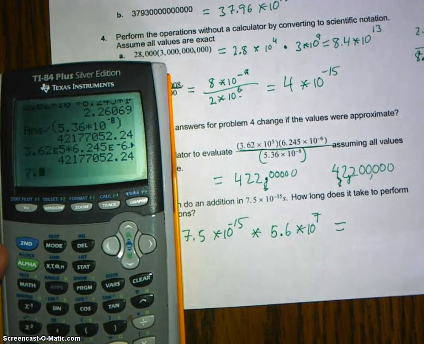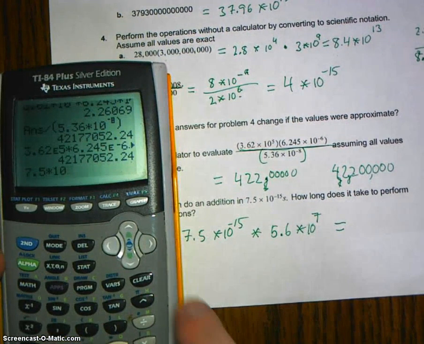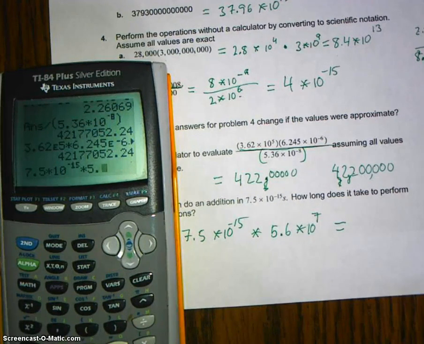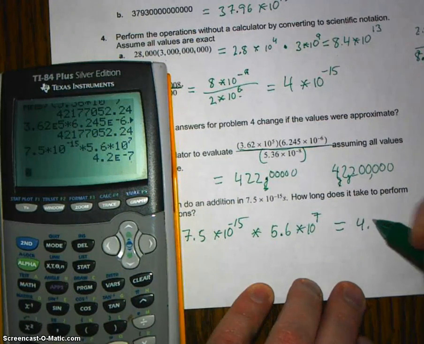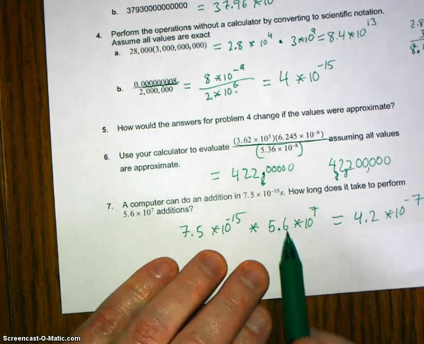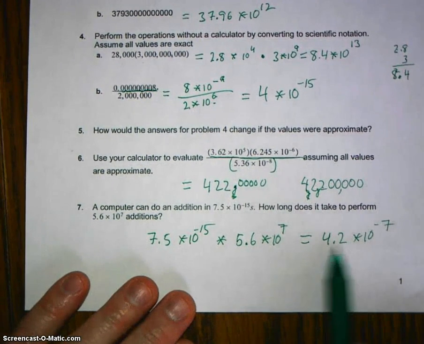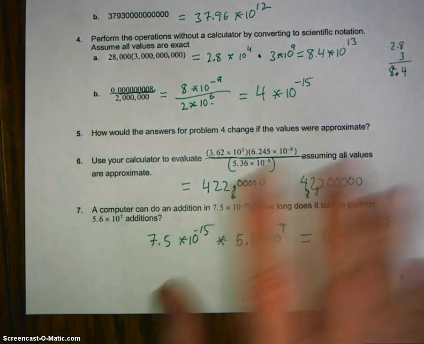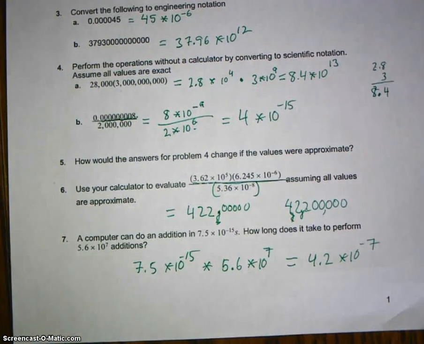So 7.5 times 10 raised to the negative 15 times 5.6 times 10 to the 7th. It's going to take it 4.2 times 10 to the negative 7 seconds to do, that's what, 56 million addition problems? So we can do 56 million additions in less than a millionth of a second. Computers are pretty amazing. All right, relatively short section, like I said. Should be a pretty straightforward one for you, I think.